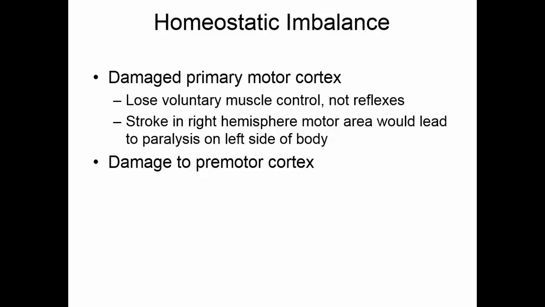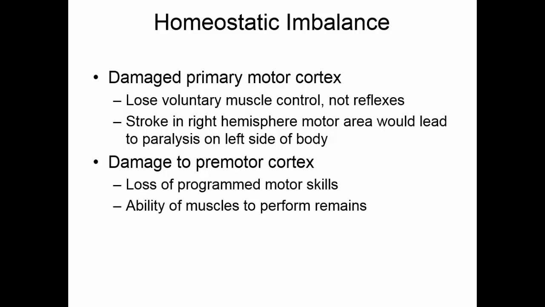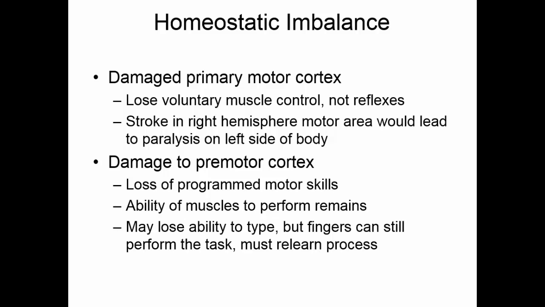If we damage the premotor cortex, we lose programmed motor skills. The muscles will still work, but we lose the ability. So if you knew how to type and you have damage to the premotor cortex, you can't type anymore, but your fingers can still perform the tasks. You have to relearn the process.